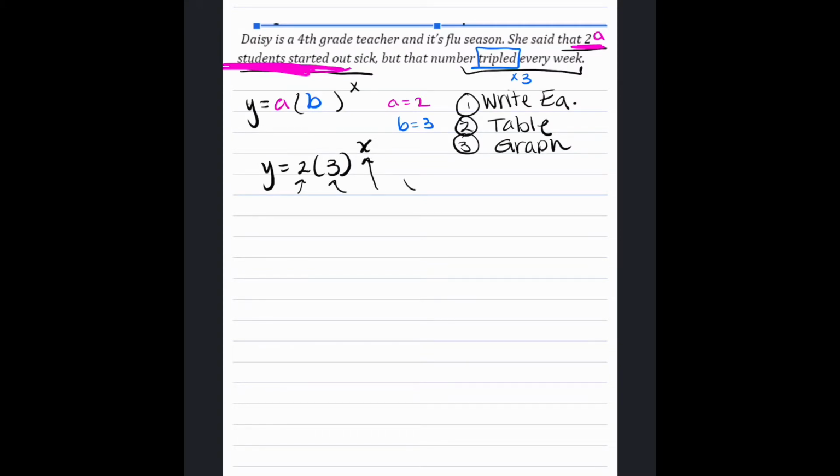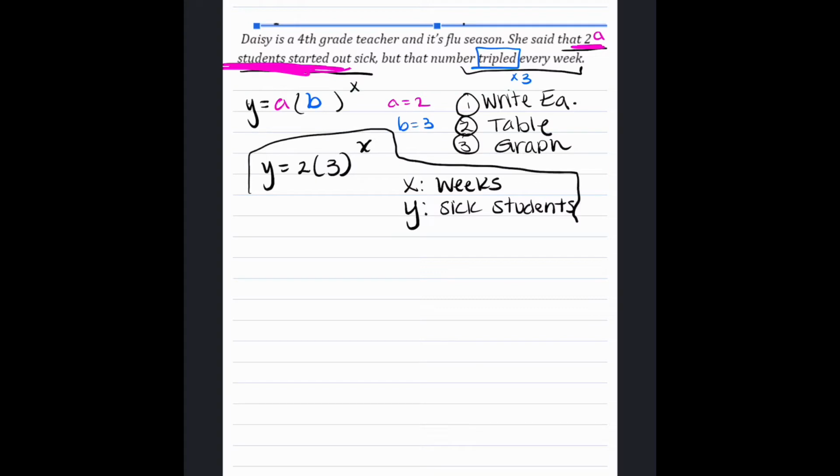So I have to actually go ahead and label what x represents. X represents the weeks. And y always represents the total of whatever you're talking about. So in this situation, we're talking about students who are sick. So I could say sick students, or you could say 6 students in Daisy's class, 6 fourth graders, something like that. So this would be your equation with x and y labeled there. Moving on to making a table.